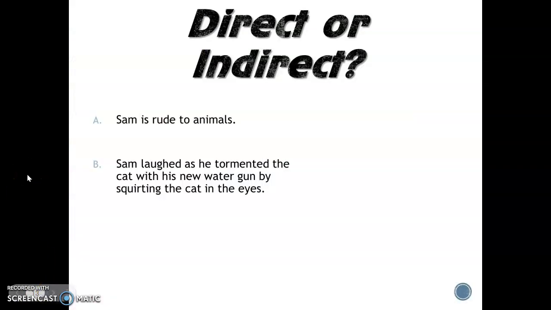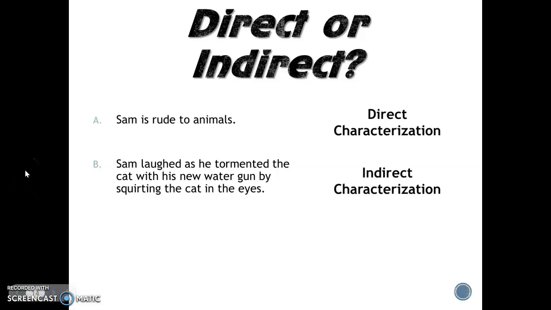So let's look at these two examples, and I want you to think to yourself, is it an example of direct characterization or is it indirect characterization? And as you're doing that, I just want you to identify it, but I want you to be thinking about how you know it's direct versus indirect. Remember, if it's direct, the author comes right out and tells you the type of character you're dealing with. If it's indirect, they show you using the STEAL method of characterization. If you chose direct for A and indirect for B, you chose correctly.